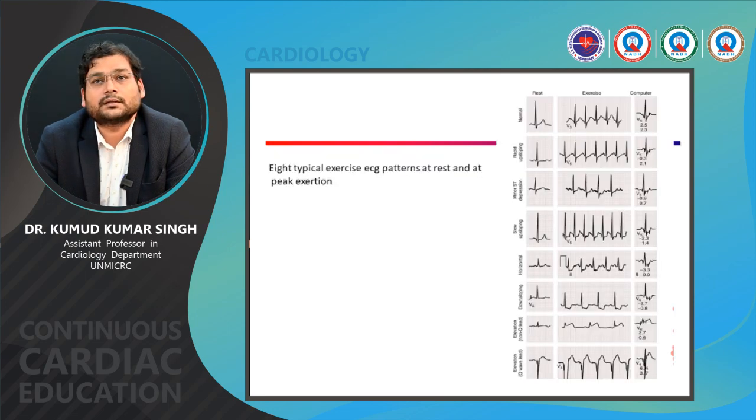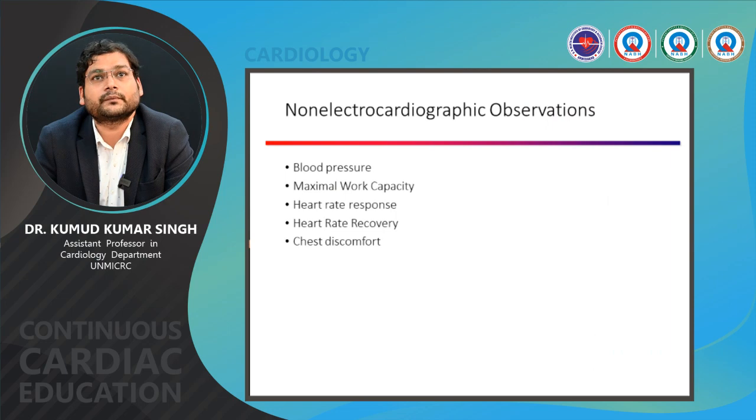So, this is an ECG showing all 8 typical exercise ECG patterns at rest and peak exertion. We have normal ECG, rapid upsloping, minor ST depression, slow upsloping, horizontal, and downsloping ST depression changes, ST elevation in the non-Q leads and ST elevation in the Q wave leads. These can all be seen in this single ECG.